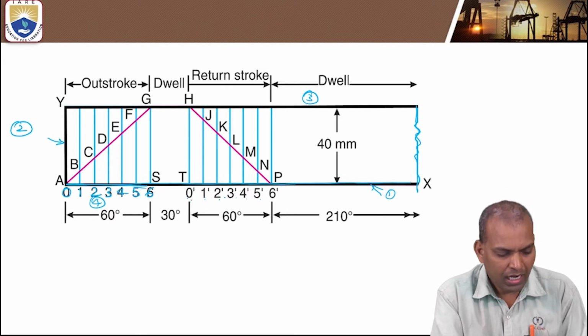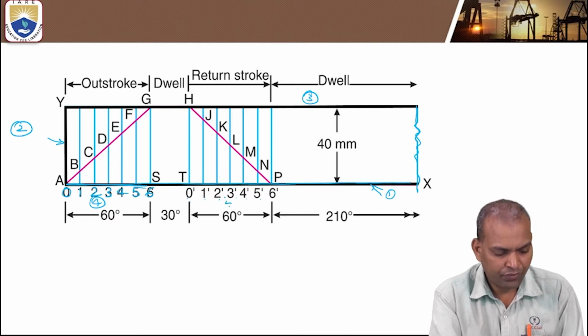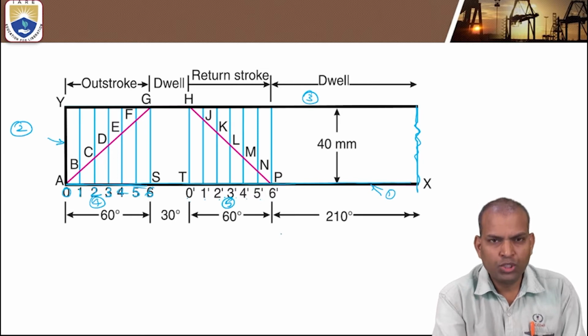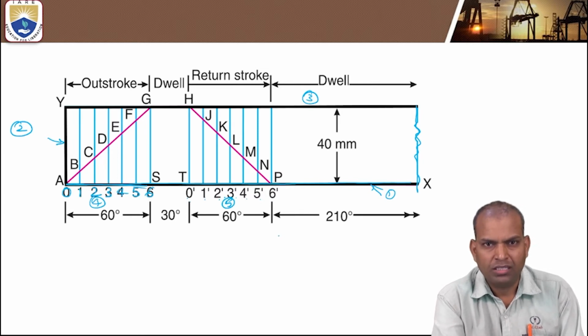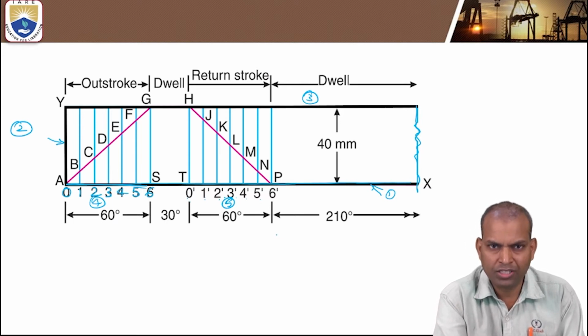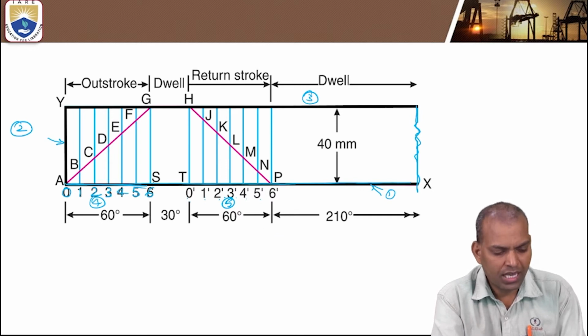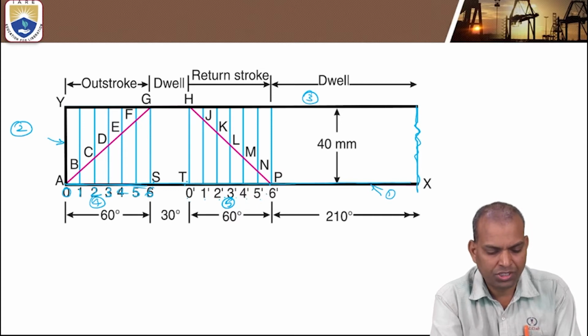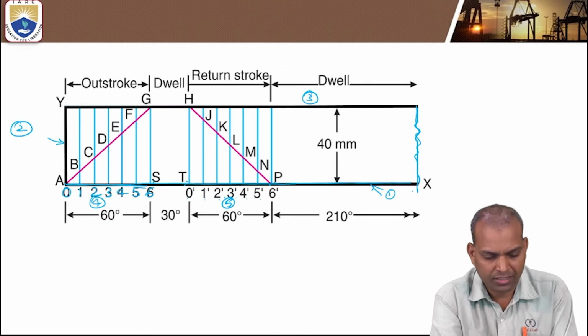Now, after dividing this, that is the fifth step. The follower has uniform velocity during outstroke and return stroke, so it is a straight line. Mark AS as the outstroke, that's 60 degrees. ST is the dwell during outstroke, and TP is the return stroke angle, that is 60 degrees. The remaining 210 degrees is the dwell during return.